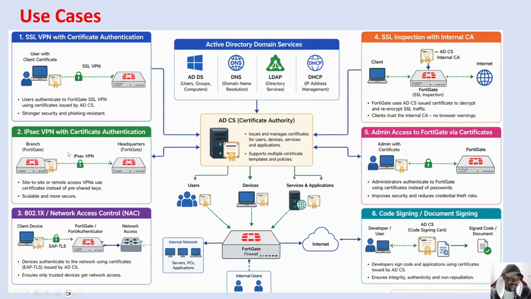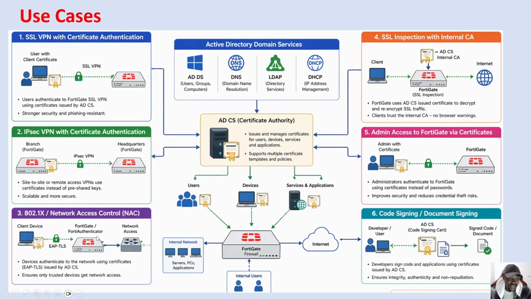Second here is the IPsec VPN. So when you are configuring IPsec VPN between two FortiGate devices, it can be two FortiGate devices, one in the headquarter and the other one in the branch office. For authentication purposes, you need a certificate. A certificate is required so that communication can be established and traffic securely shared between the two FortiGate devices. So that certificate can also be provided by our ADCS.